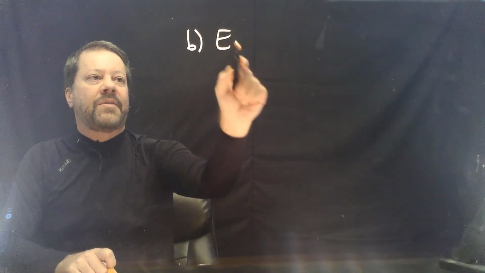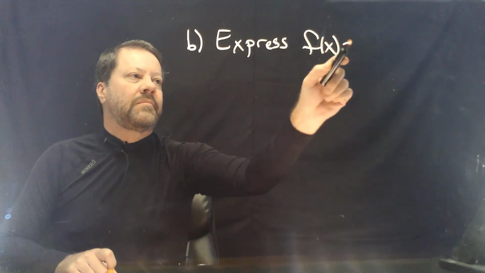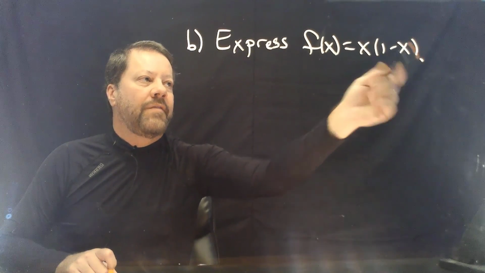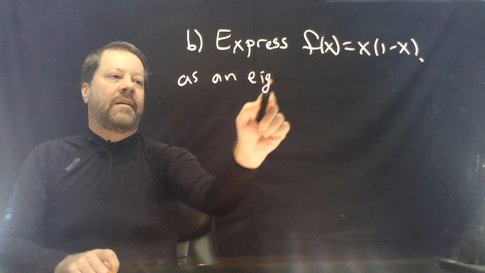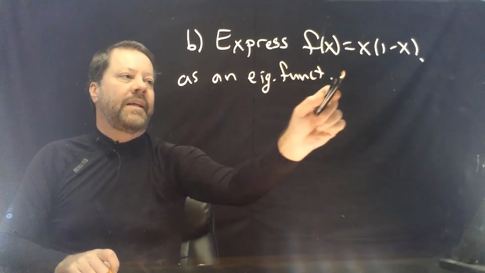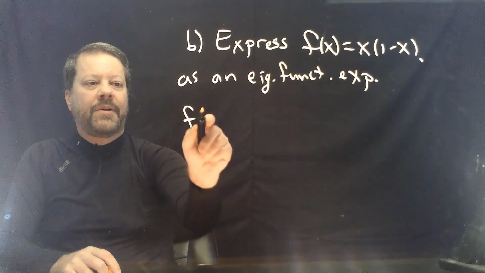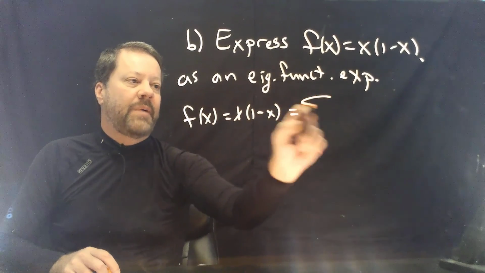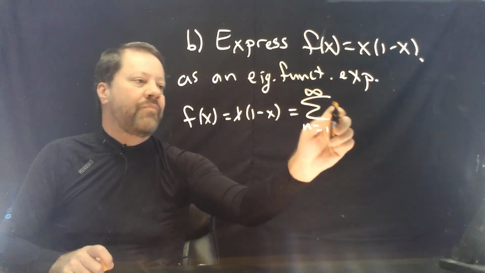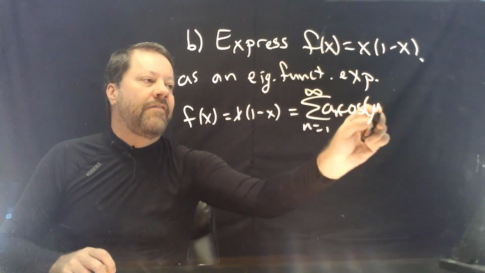As part B to this last problem, I want to express the function x times 1 minus x as an eigenfunction expansion. To do this, we'll suppose that f of x, which is x times 1 minus x, can be expressed as the sum as n goes from 1 to infinity of these a n cosine of mu n x's.